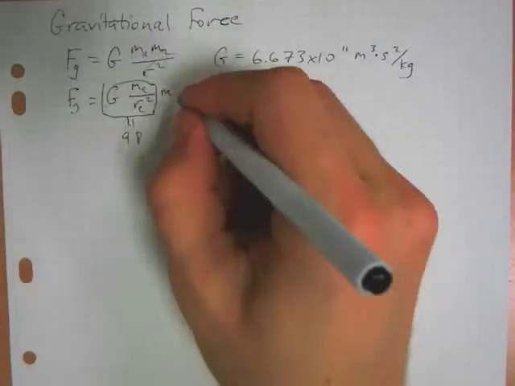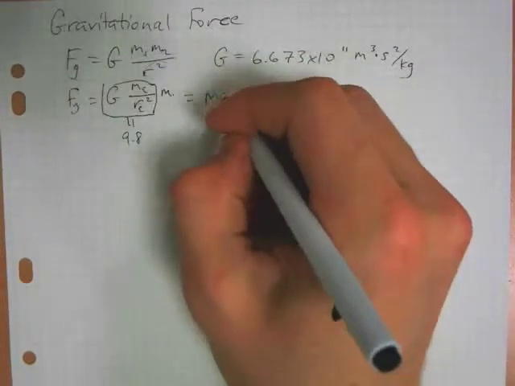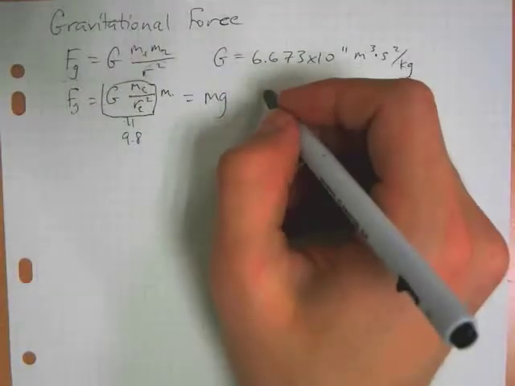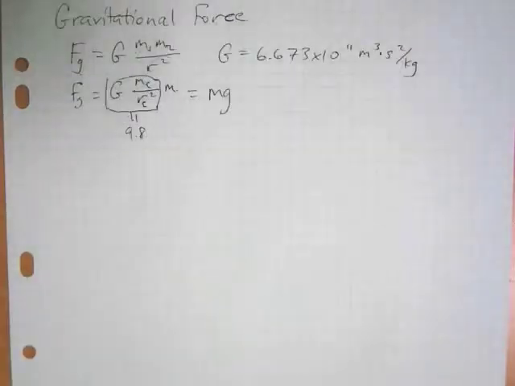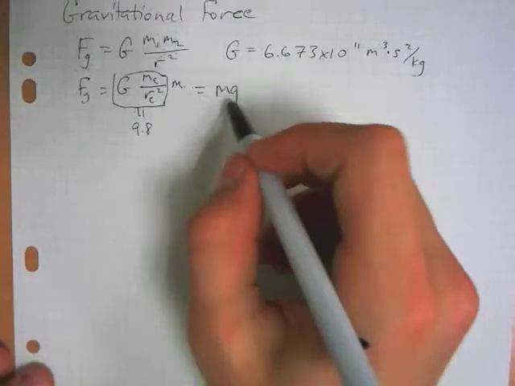And so our gravitational force that we'll be using close to the surface of the Earth is just mg, or often minus mg if we're calling the downward direction negative. So gravitational force will be just mg. So the gravitational force is proportional to mass.